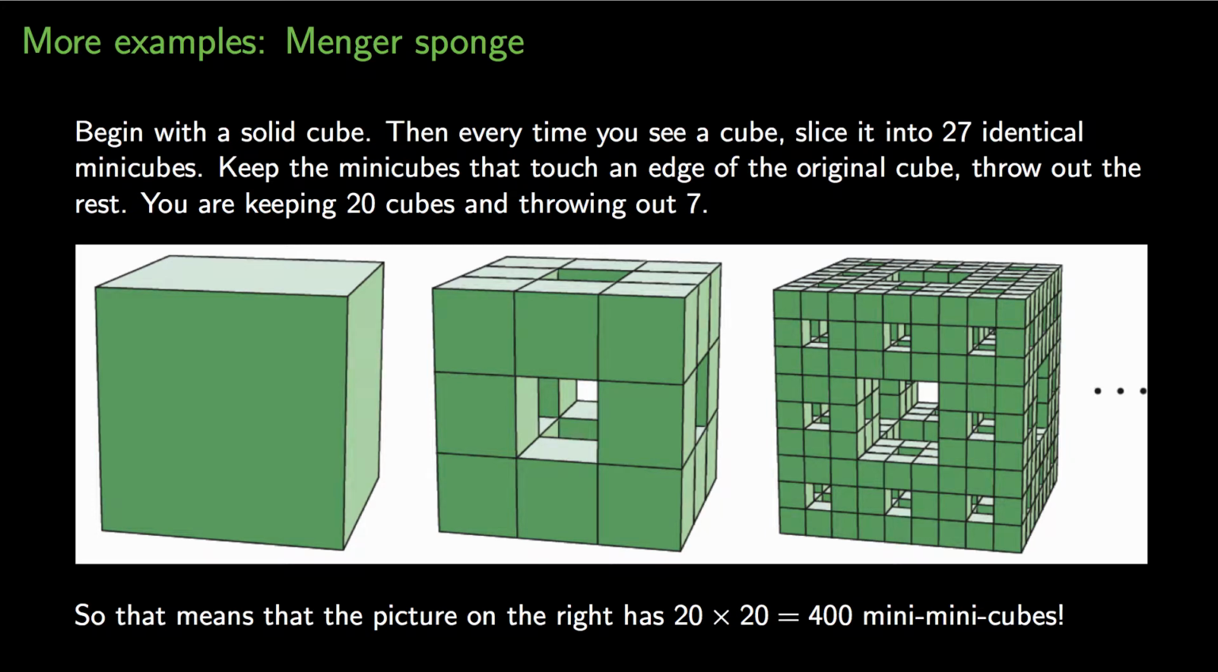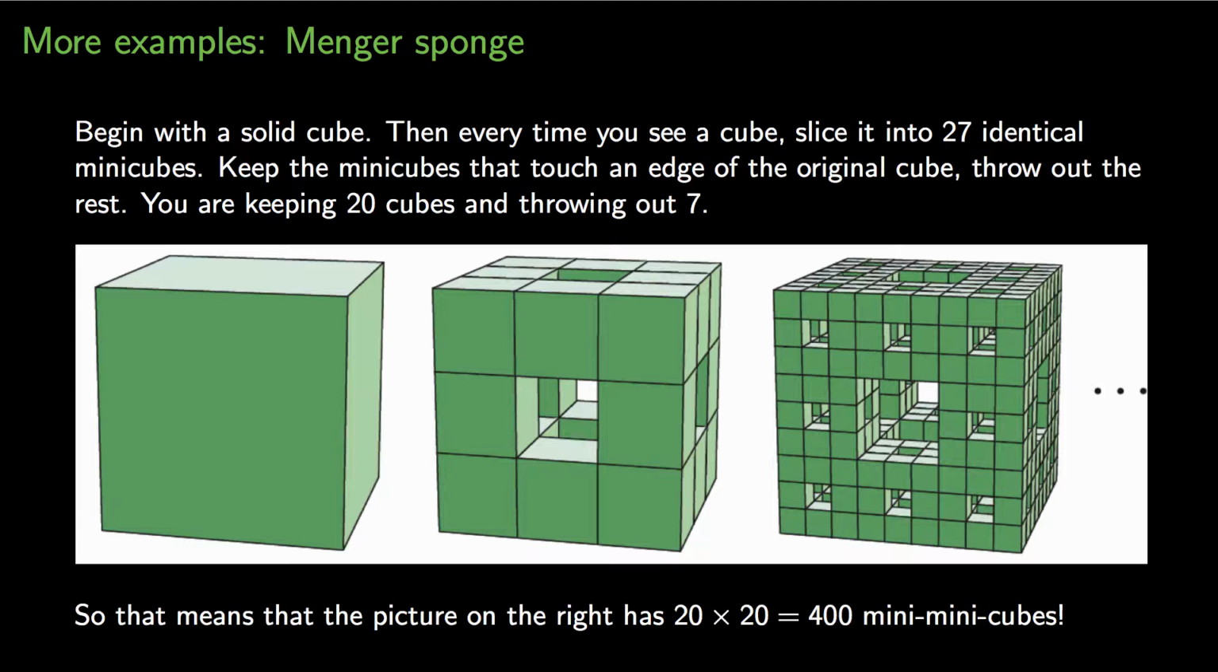Here's some more examples of fractals that we could study. 2D on paper fractals are not the only ones. There are 3D fractals too. So let's say I started with a solid cube, and this will be the rule that I follow. Every time I see a cube, I'm going to slice it into 27 identical mini cubes.